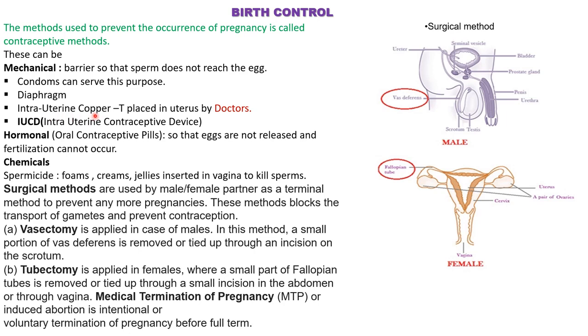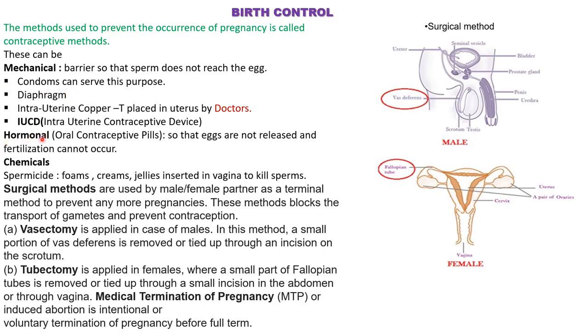Intrauterine copper T is placed in the uterus by a doctor. This has to be done by the doctor. This is a copper wire that has to be placed in the uterus. Initially it was used, but nowadays a refined form of copper T is used, that is the IUCD, intrauterine contraceptive device. This is safer because copper can produce many types of allergies or irritation in the uterus, which causes problems in females. So in this case, diaphragm and condom are the best. They don't have any side effects.